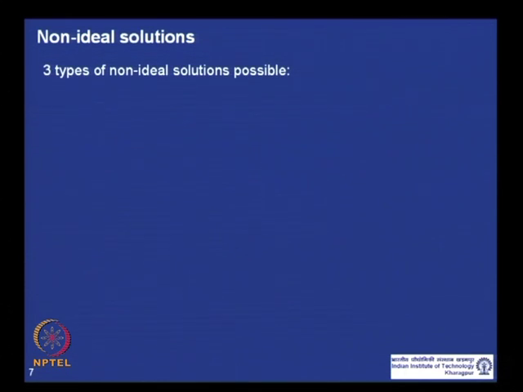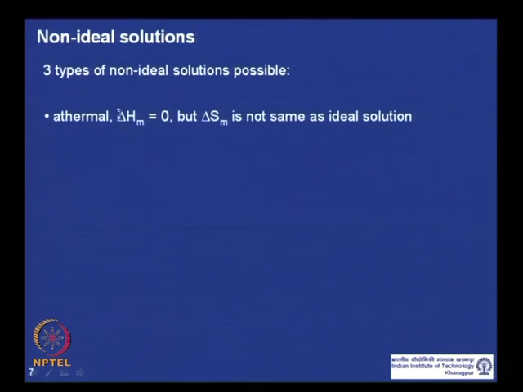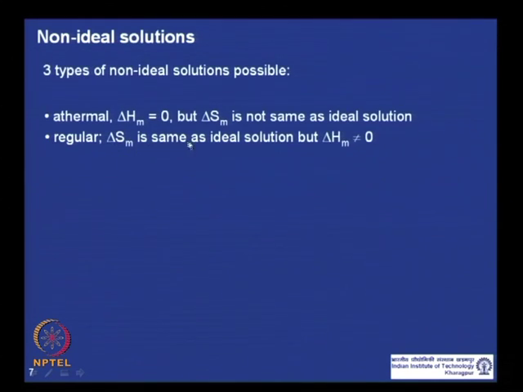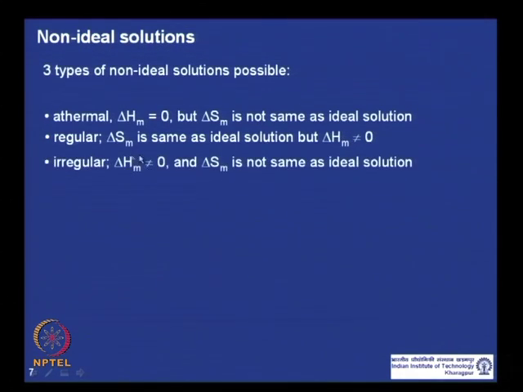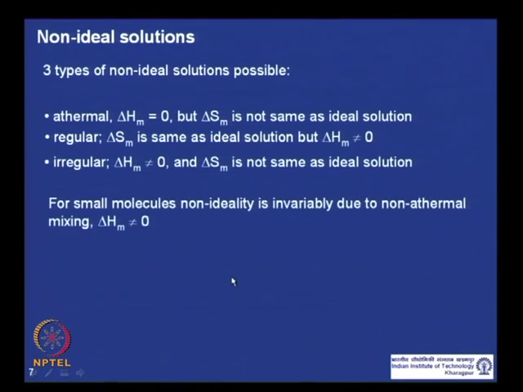Now, there could be three types of non-ideal solution. One is athermal, where delta Hm is 0, but delta Sm is not the same as in the case of what we just saw for ideal solution. Second is a regular solution, where the entropy of mixing is the same as ideal solution, but the enthalpy of mixing is not 0. And third is irregular, where the enthalpy of mixing is not 0 and the entropy of mixing is also not the same as the ideal solution.